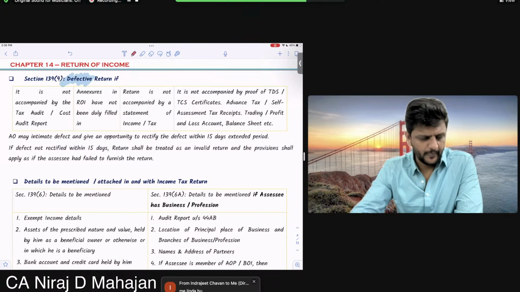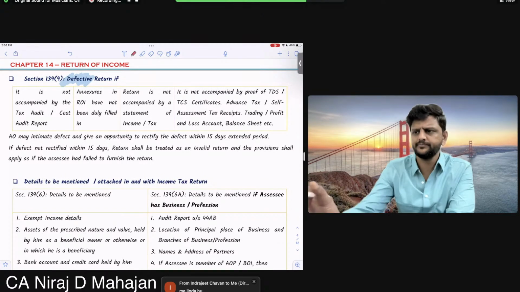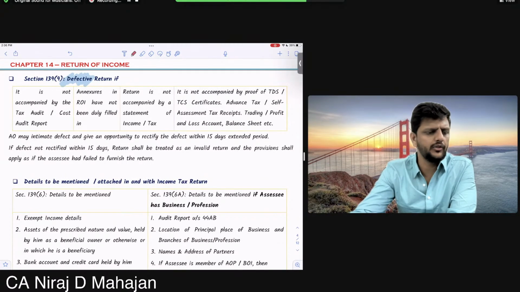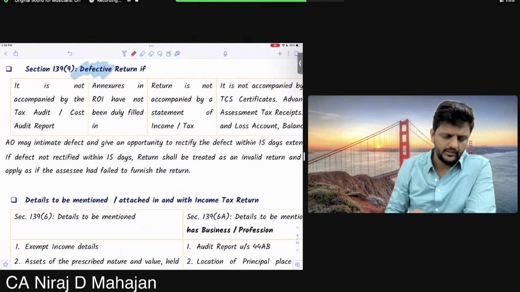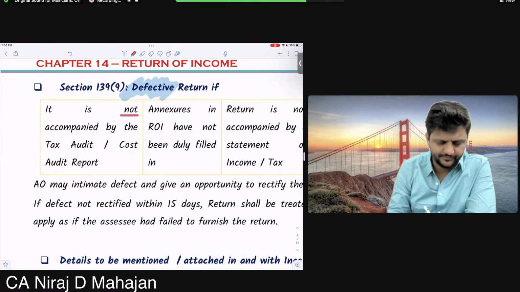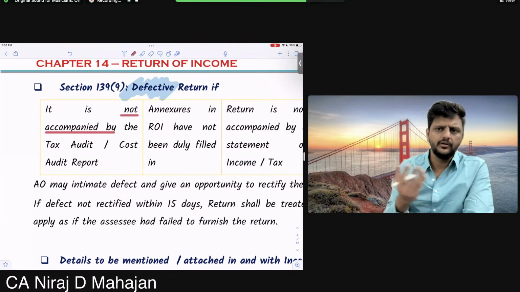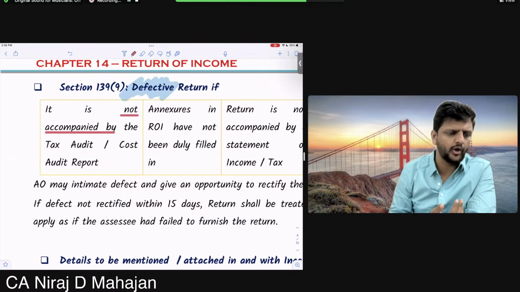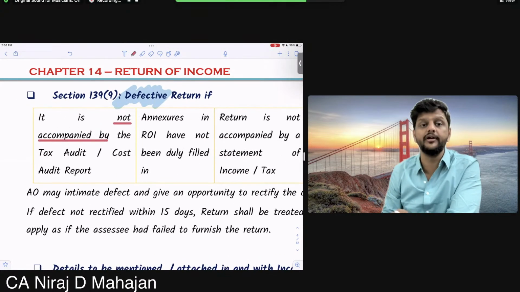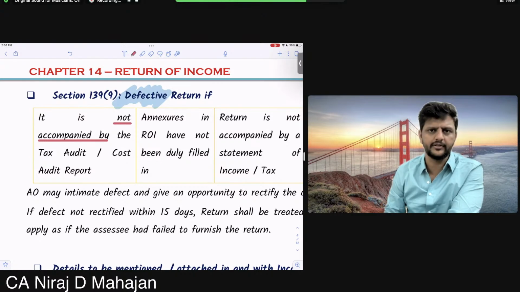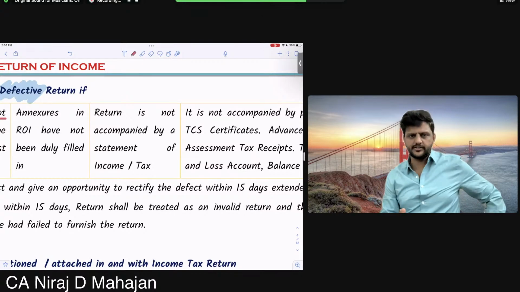139(9). Good. Now, when the return is defective, the word itself means what? Something is not complete, not fully available, or not as per the rules and regulations. Something is missing. So check. The return is not accompanied by tax audit or cost audit report if required. Tax audit was applicable but not filed or not yet shown. Annexures, meaning again attachments in return of income, have not been duly filled in. You have attached but it is not given in that. Return is not accompanied by a statement of income or statement of tax liability.